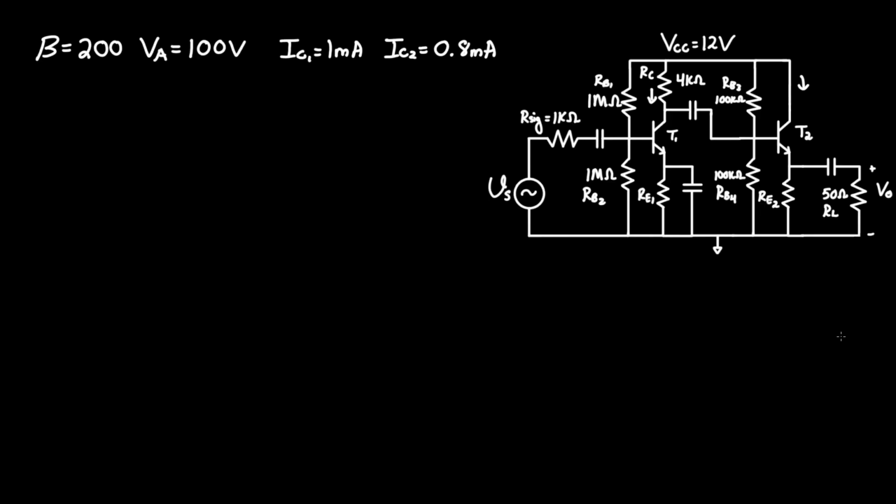So anyways, let's get started. Under DC analysis, we first need to find RE1 and RE2, since in this problem, we are actually not given what these resistor values are. So let's start with RE1, where E means emitter, since this is the base, collector, and emitter, as you know.